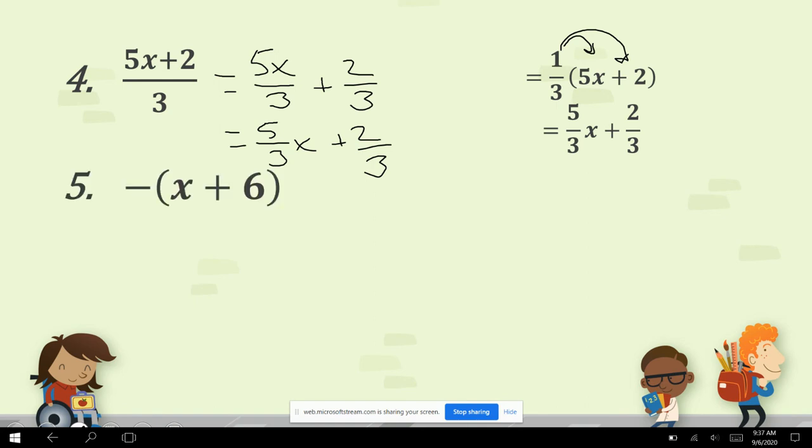Now, for number 5, this is something you're going to see a lot in subtraction problems. If we're looking at a negative (x plus 6), we have to think about what this constant out in front really is. It really is a negative 1. So we can still apply the distributive property because we're doing negative 1 times x plus 6. We can multiply the negative 1 times x and the negative 1 times 6, giving us negative x minus 6 as our final answer.